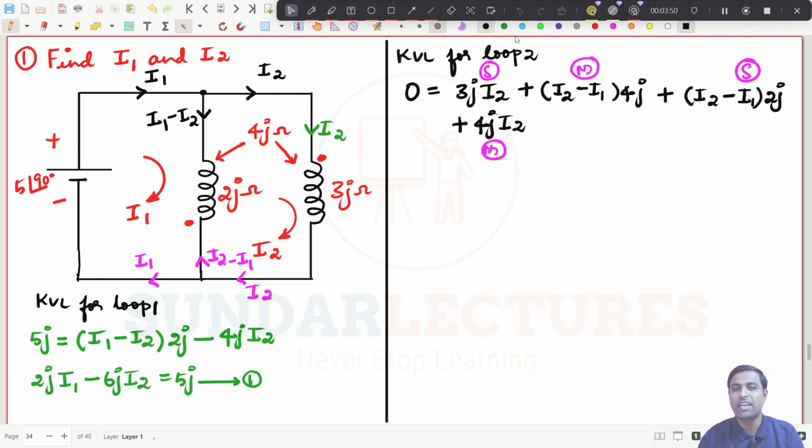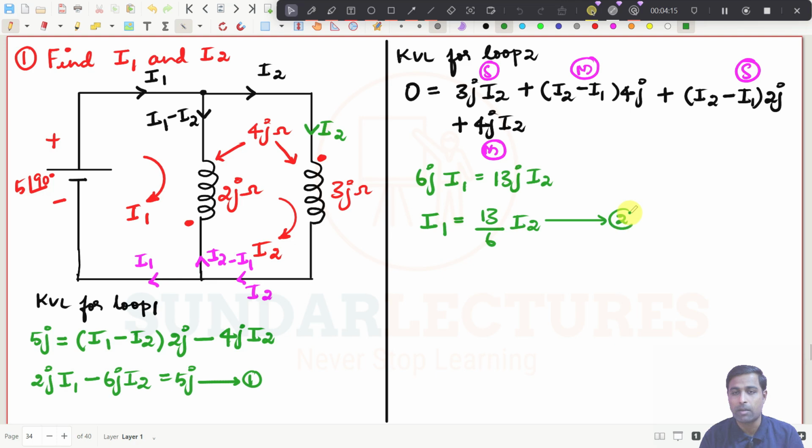So we have written the expression, right? If you further simplify this, I am getting 6J I1 is equal to 13J I2. I have simplified, so please do it by yourself, right? So I1 will be 13 divided by 6 I2, and make this expression number 2. Try to understand, the J will be cancelled out because the right side is 0, so you get this expression.